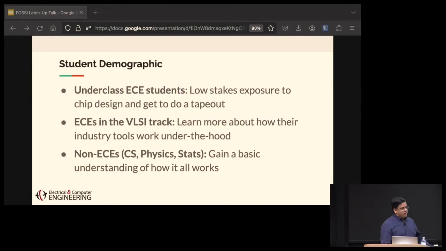And we've also had some non-ECE students who just come in to get an understanding of how everything works without necessarily diving too deep into it. And we've had several students from departments like physics and statistics that have actually come in and managed to tape out through visual editors and schematic editors, and some of them have even learned a little bit of Verilog as a result of this course.